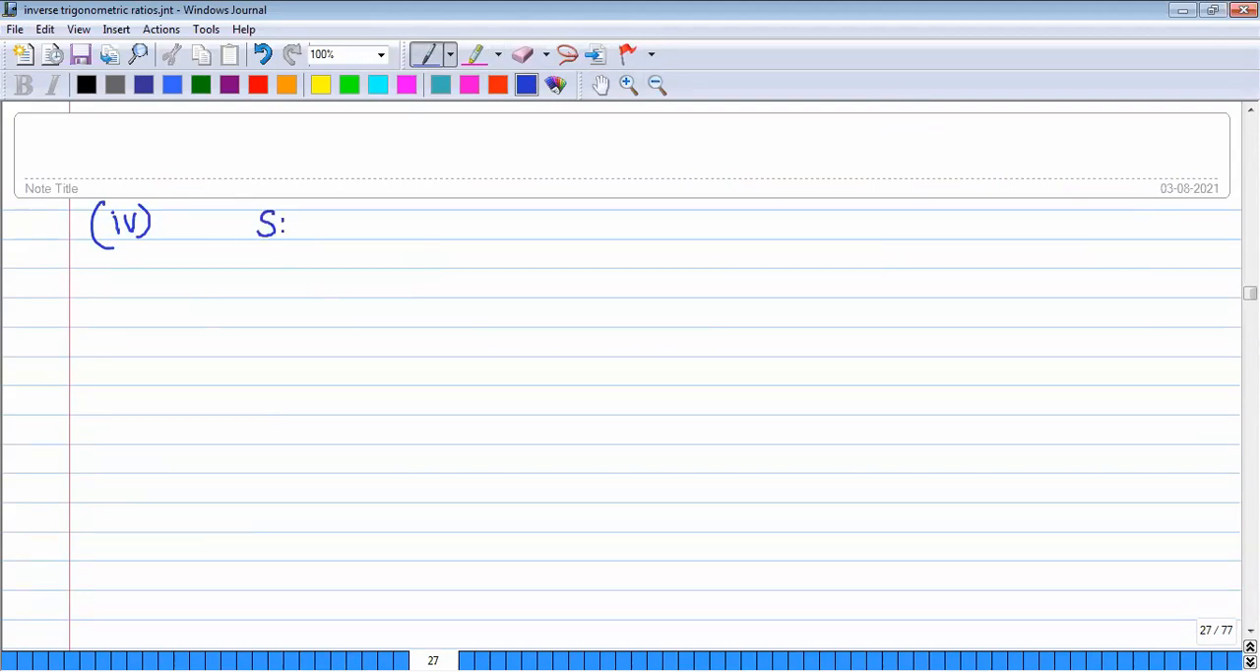Sine inverse of sine 33 pi by 7. What is the answer? Pi by 7.